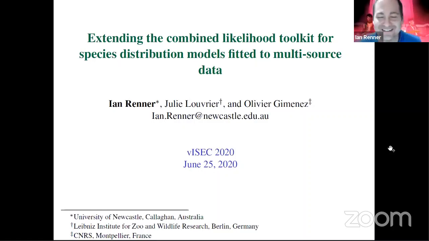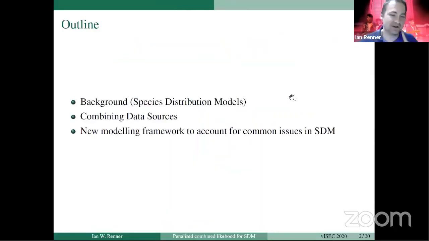So this work is joint work with some lovely colleagues, Julie Louvrier and Olivier Jimenez. So I'll start with a brief background into species distribution modeling, in particular looking at when we have multiple different data sources. The novelty of this work will be in extending a new modeling framework in this context, having multiple data sources that accommodate for various issues that are common in species distribution modeling.